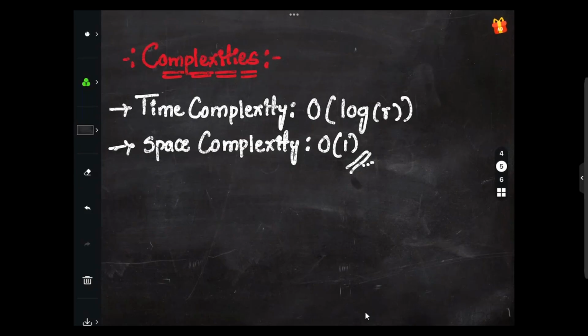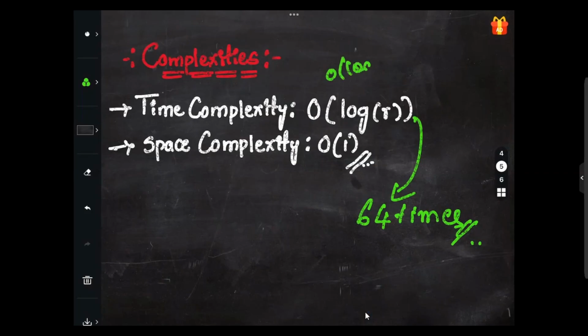Because we will be looping for the number of bits in r. Nothing but maximum we will be going with 64 times. Again, I'm telling you, we only loop for the number of bits in r, maximum 64 bits. So maximum 64 times here. So overall time complexity would be big O of logarithmic r.